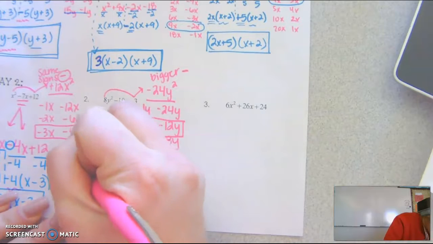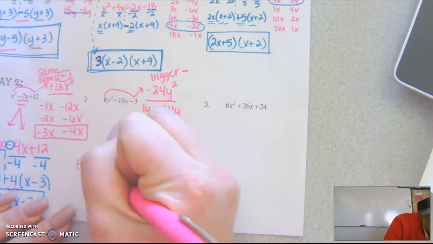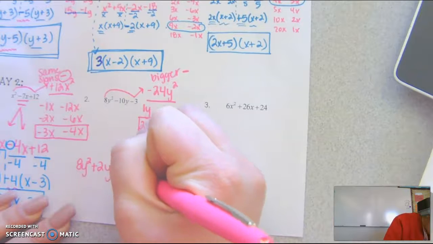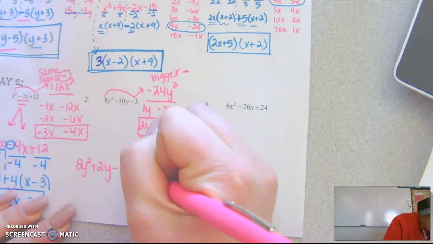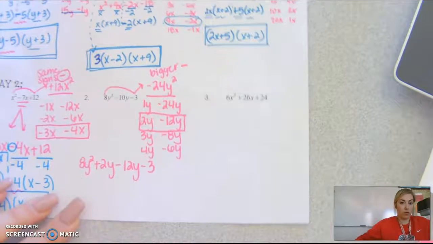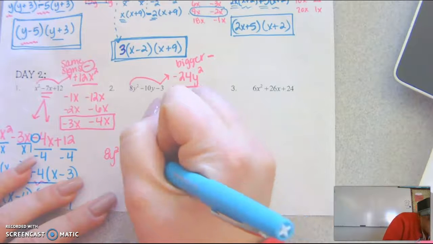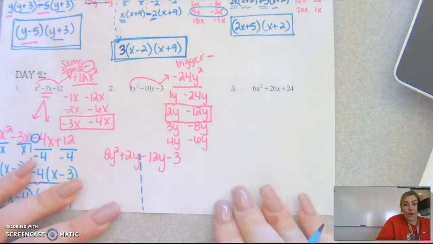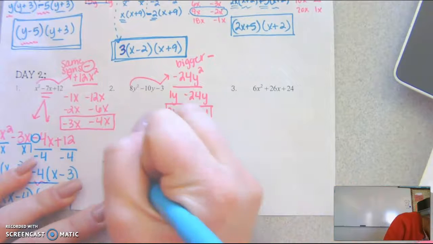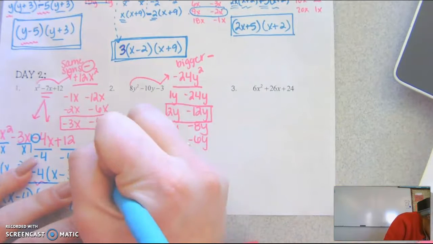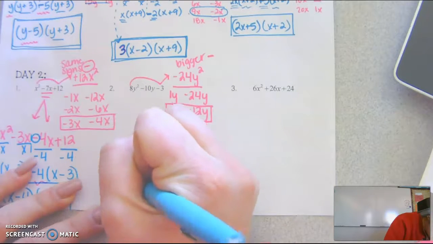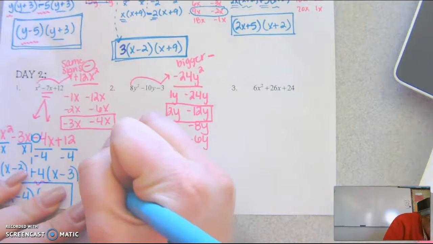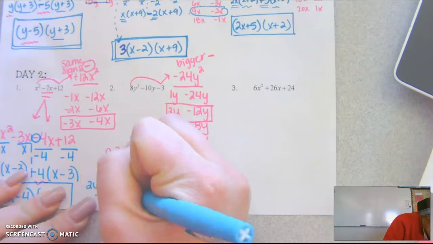So I have 8y squared plus 2y minus 12y minus 3. Draw in my line. My GCF for 8y squared and 2y is going to be 2y. So write that out front. When I divide, I'll get 4y plus 1.